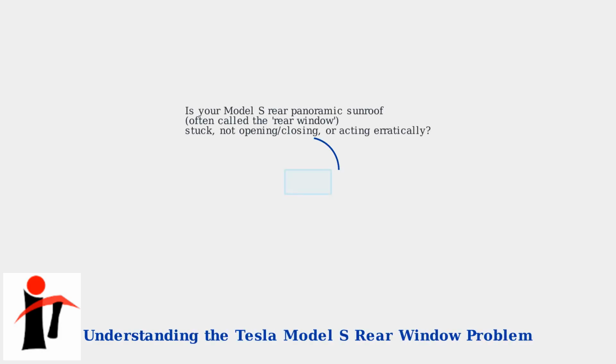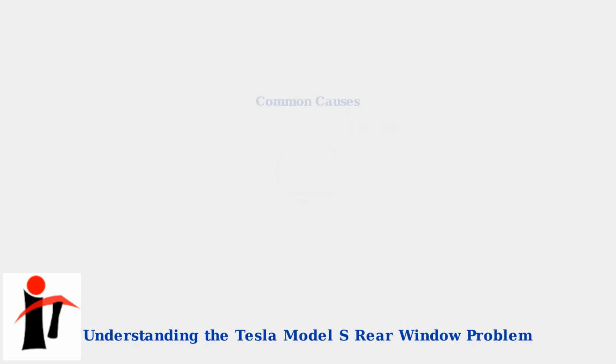Is your Model S rear panoramic sunroof, often called the rear window, stuck, not opening or closing, or acting erratically? This video is for you. We'll cover common causes like faulty regulators, switch issues, and glass problems. As of 2026, these are known issues, especially in older models, but fixes are available. We will help you understand what to do.